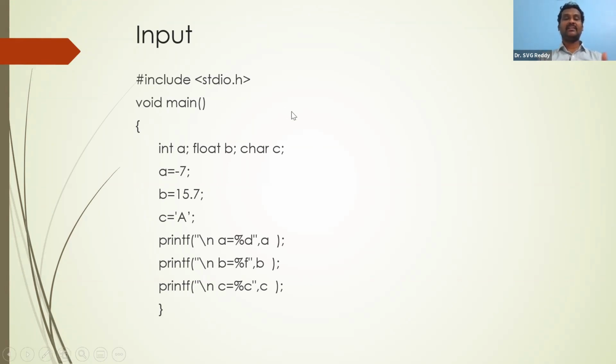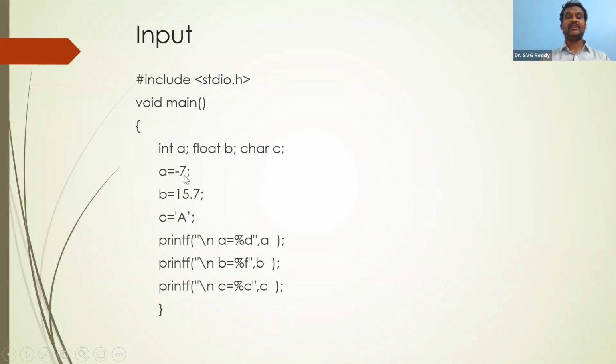Slowly we are learning one after one. The include statement we know and the main function we know. Here the variables are declared: int A, float B, character C. Three variables are declared. And then we need to give some values. So A is equal to -7.